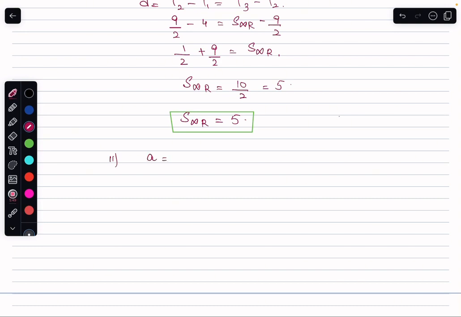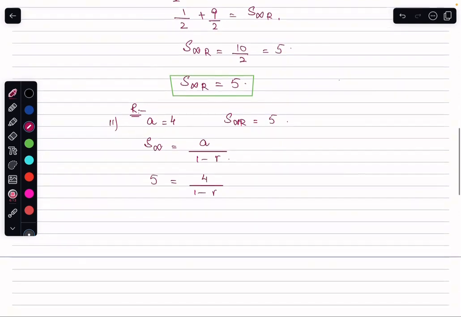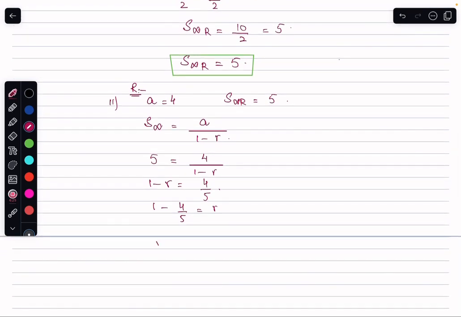The first term for the progression R is 4. We have the sum to infinity for R, and this is equal to 5. And we know that the sum to infinity has the formula a divided by 1 minus r. The sum to infinity, I know, is 5. The a value is 4. It's just that we do not have r. So 1 minus r will be equal to 4 by 5, or we can say it's 1 minus 4 by 5, which is equal to r. Therefore, the r value here is going to be 1 by 5.